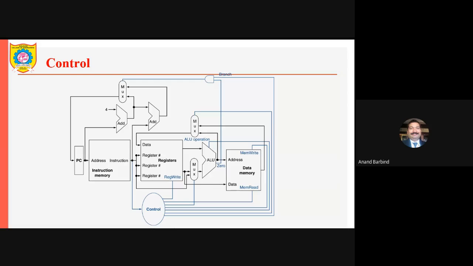So like this, the control unit generates the control signal for each and every component, or you can say the block, in this particular processor. It generates the control signal for the registers also, that is register write, and like this. All of them are not shown here. There are many more control signals that are generated. If we show each and every control signal, then this particular diagram will be much more complicated.